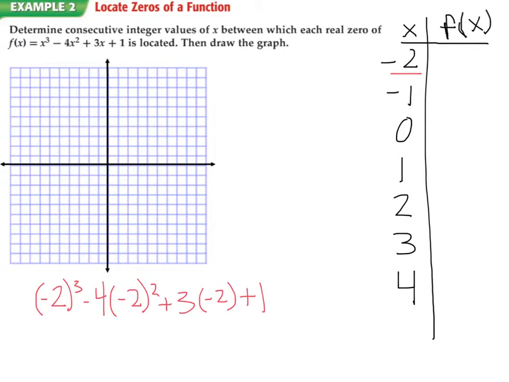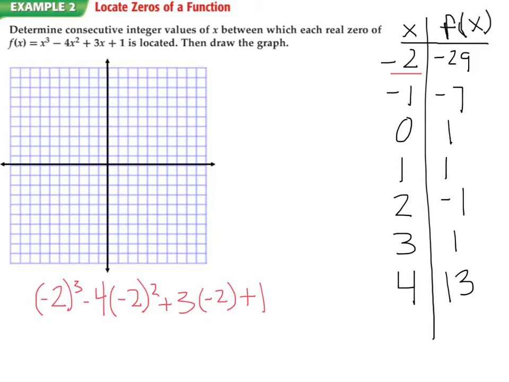So if we fill in our f of x values, we're going to end up with negative 29 for negative 2. Negative 1 is going to give us negative 7. 0 will give us 1. 1 will give us 1. 2 will give us negative 1. 3 will give us 1. And 4 will give us 13.